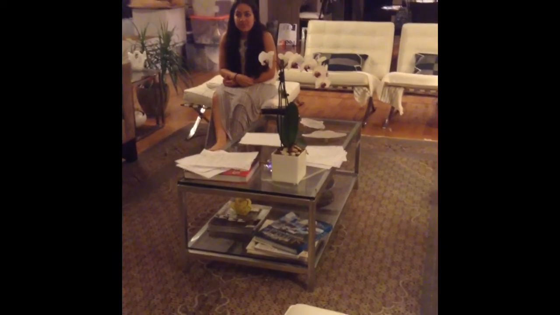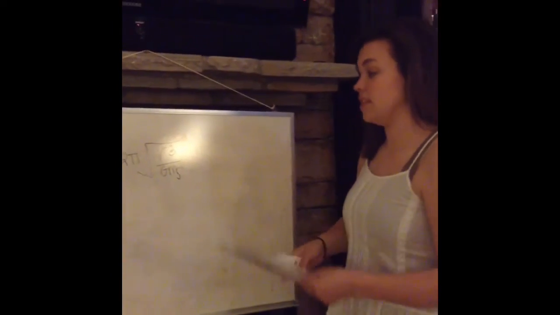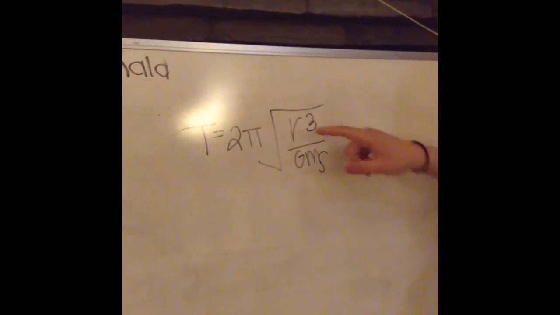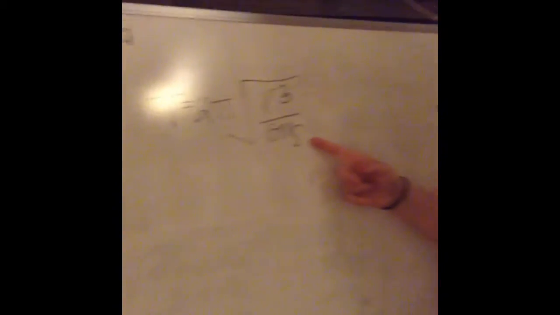Wow, so many formulas. Any more I need to know? Two more involving gravitation. The next one involves the period of a planet orbiting the sun. It's this one. The period equals 2 pi root radius cubed over GM, mass of the sun.